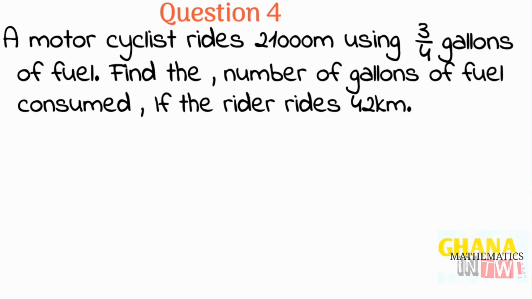Now, here we have to do conversion. What is the difference between kilometers and meters? In science or in mathematics, the word kilo means 1,000. It is even applied in computing. So kilo means 1,000. So 21,000 meters can be 21 kilometers. So that was the question.